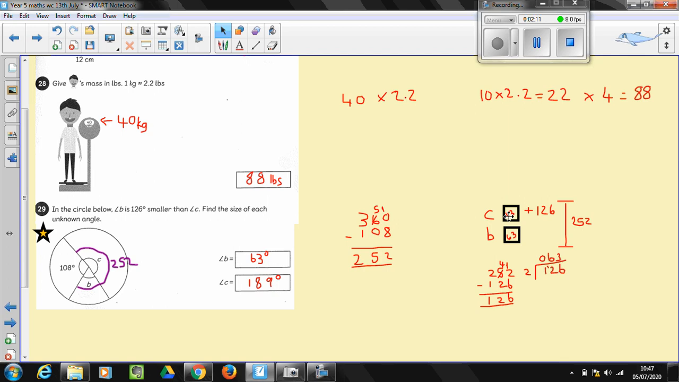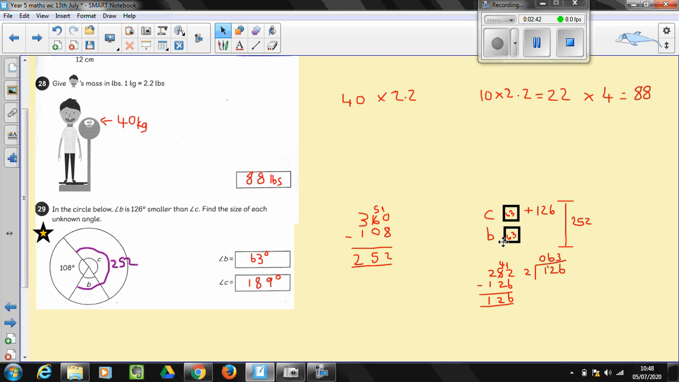Now I knew that angle B and C were the same, except that angle C had another 126 degrees, and the total was 252. So to find out what each block was worth, I did 252 take away 126. Which meant that both blocks together must be worth 126. So then I did 126 divided by 2, which meant that each block was 63.